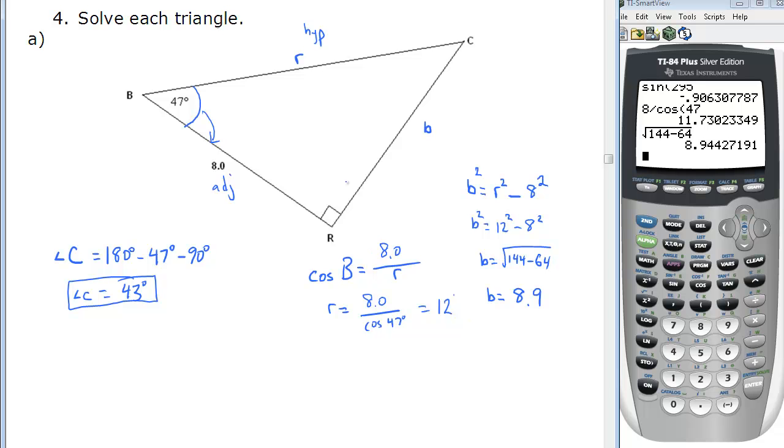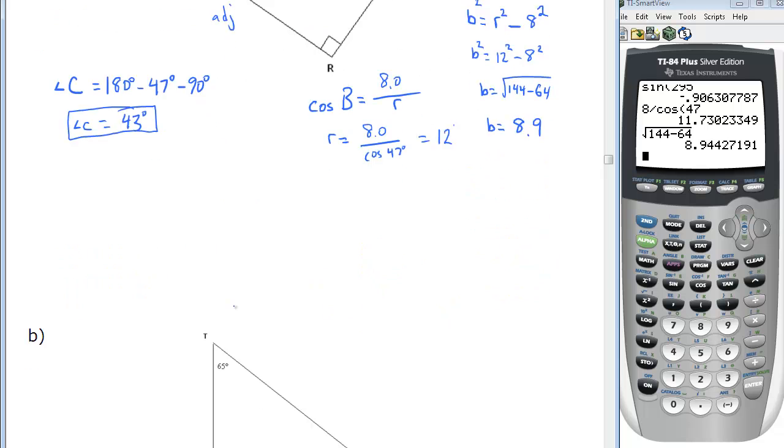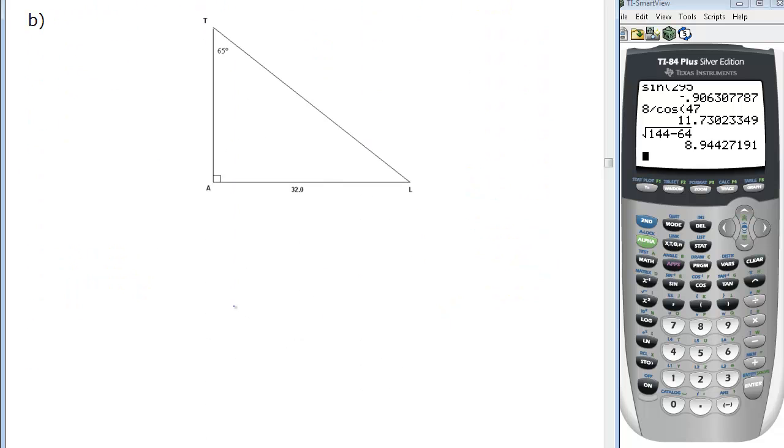And if we just do a quick check, here we have 47, across from it is 8.9. Here we have 43, so this is the smallest angle. Across from it is 8, that's the smallest side. Largest angle is 90, across from it, the hypotenuse, 12, is the largest side. So that makes sense. So our answer is correct. We'll move to the next example now.